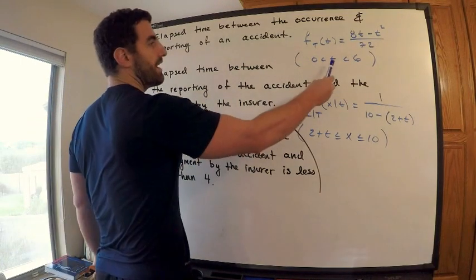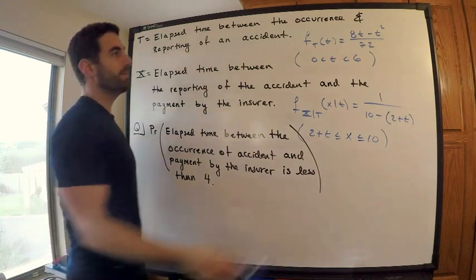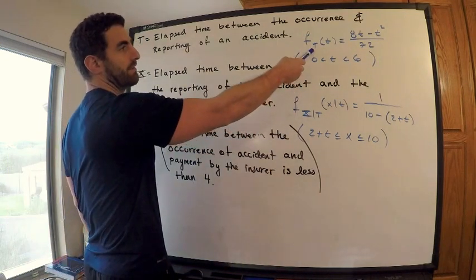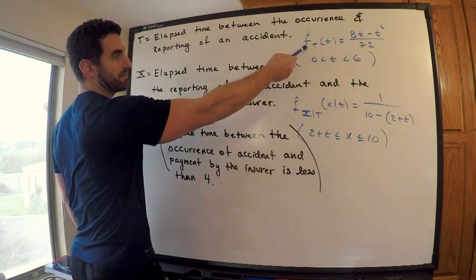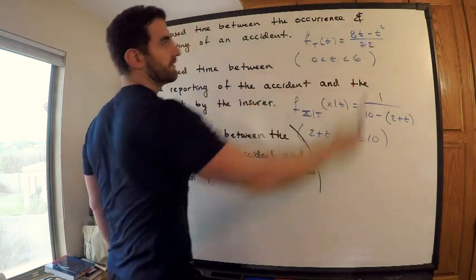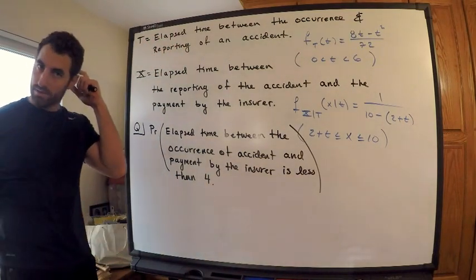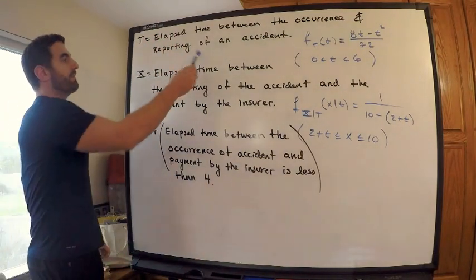So the time, whatever the units are, is between 0 and 6, that's given, and they give me a distribution function for that. So I have it here, the density function, given by this rational function over here. Actually, this is quadratic, isn't it? Regardless, that's my random variable t.